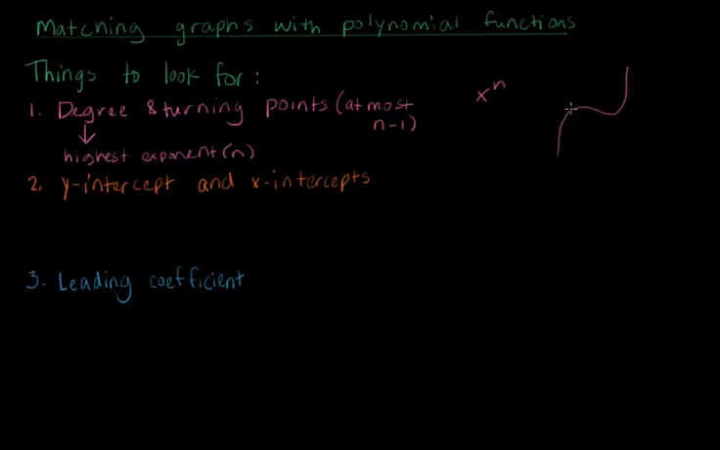So for example, an x to the third function might look something like this. And so it has one turning point here and one turning point here. So it has two turning points because it's an x to the third. You can also think about x squared as a parabola. It has one turning point, right? A turning point is just a place where the graph turns and starts going another way. An x to the fourth graph often looks kind of like a W, and it has three turning points, 1, 2, 3. So it can have less than this, but it can't have any more. So at most, n minus 1 turning points.